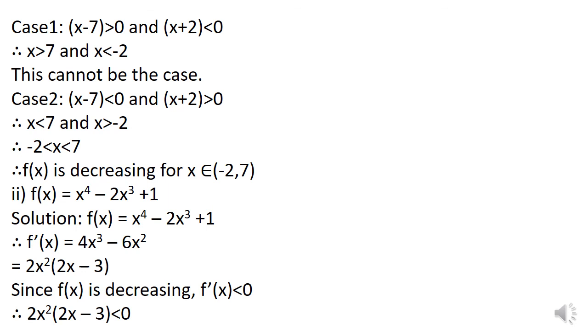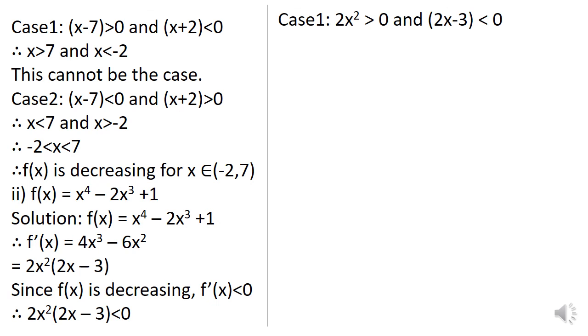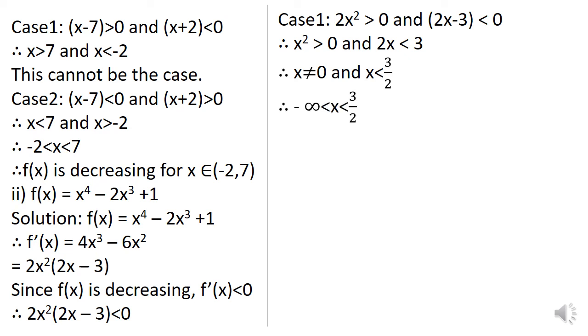Again, for the product of two numbers to be negative, we consider two cases. In the first case, 2x square is positive and 2x minus 3 is negative. From this we get x square is greater than 0 and 2x less than 3. Now, from x square greater than 0, we conclude that x is not equal to 0 because the square of any real number except 0 is always positive. And similarly, from 2x less than 3, we get x less than 3 by 2. That means we say that x lies between minus infinity up to 3 by 2.